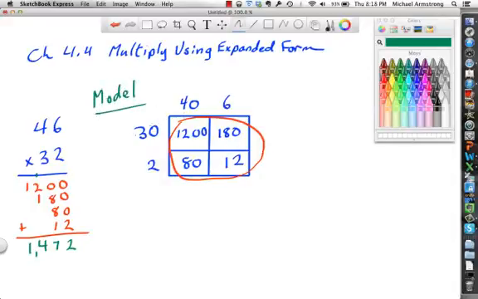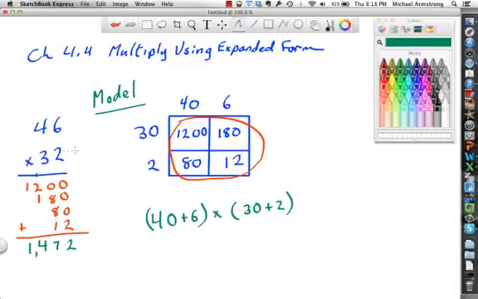Okay, and the model shows us that when we multiply 46 times 32, we really could think of this as multiplying 40 plus 6 times 30 plus 2, using parentheses. It's almost like that distributive property that we talked about before, where the 40 gets multiplied by each of the two things inside the other parenthesis, and the 6 gets multiplied by each of those two things, and so it's all multiplied by each other. This is the new method, at least it's what I think of as the new method, and it works great.